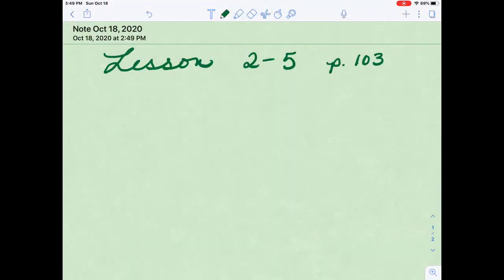Hi guys, this is lesson 2-5 and you can find that on page 103 of your textbook. If you'd like to look through the lesson, the examples are worked out for you. A great way to read a textbook is to look at the example, like I'm looking at example 1. It says evaluate m plus the absolute value of m plus 6 minus 14 if m equals 4.